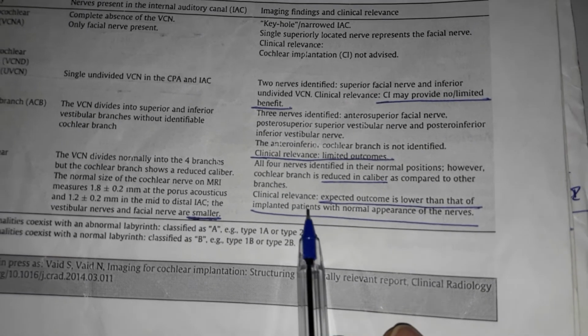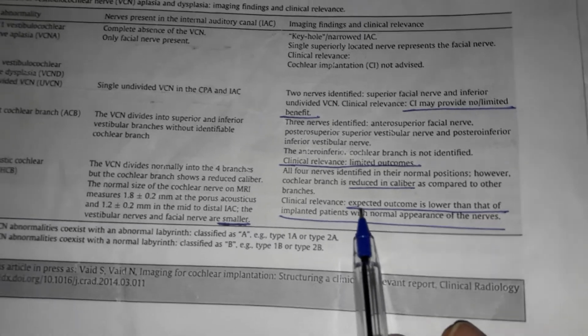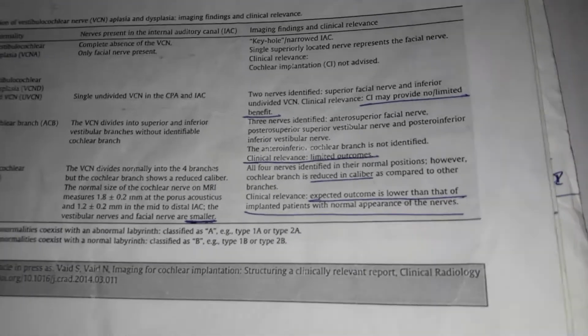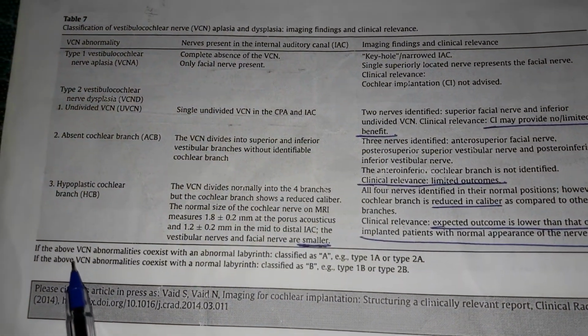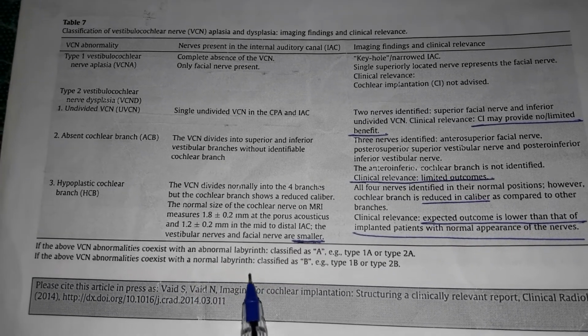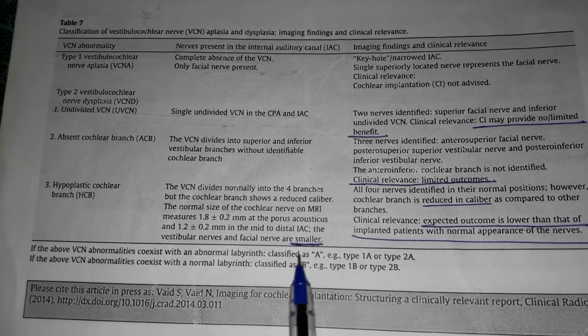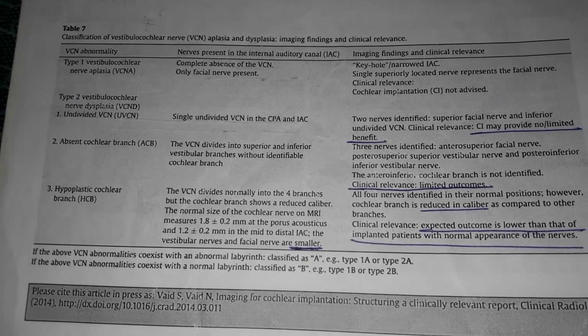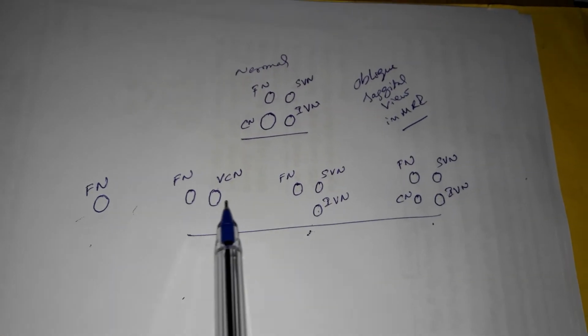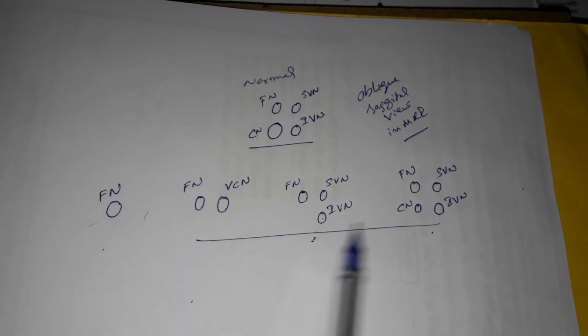So here again, the expected outcome is lower than that of the implanted patients. These vestibulocochlear nerve abnormalities are associated with abnormal labyrinth or normal labyrinth. We don't need to remember that. Remember this diagram. This is very simple, in order.